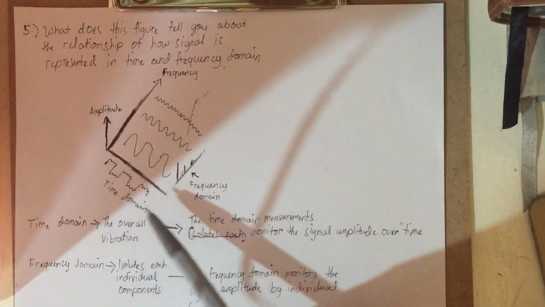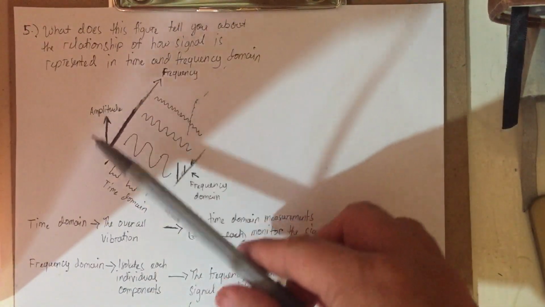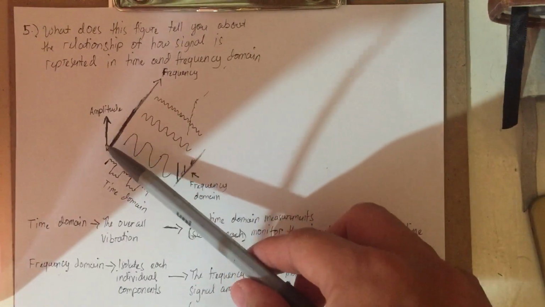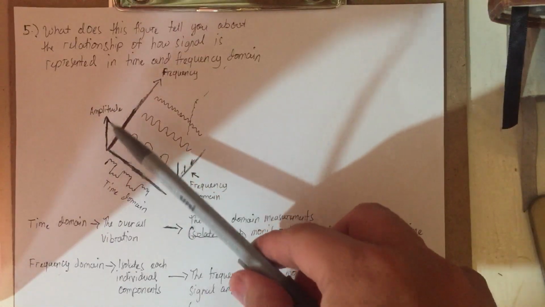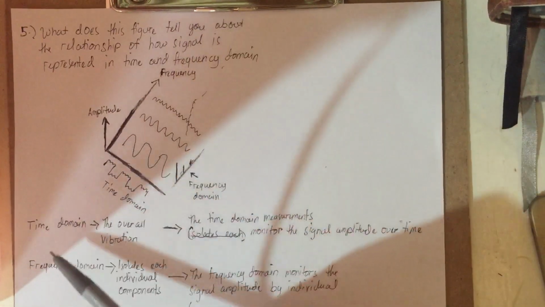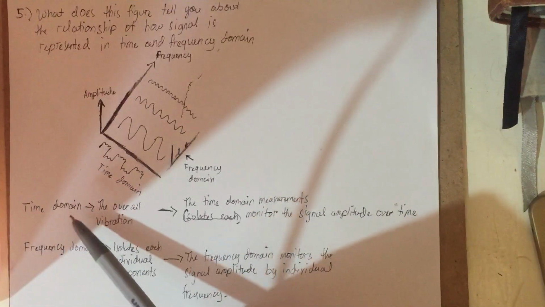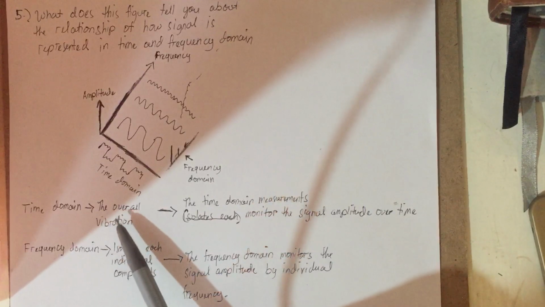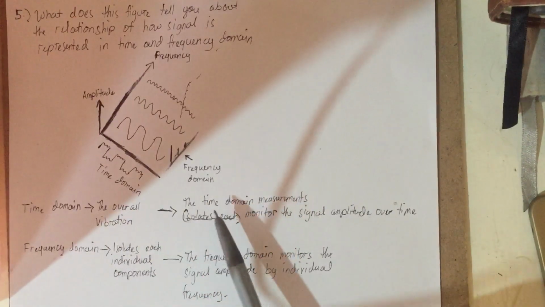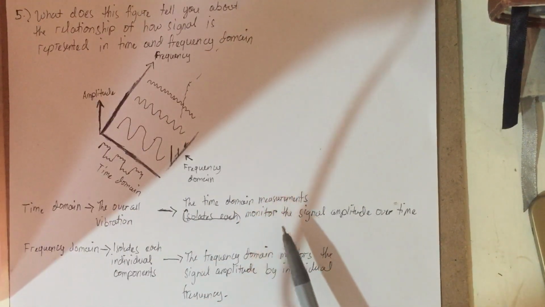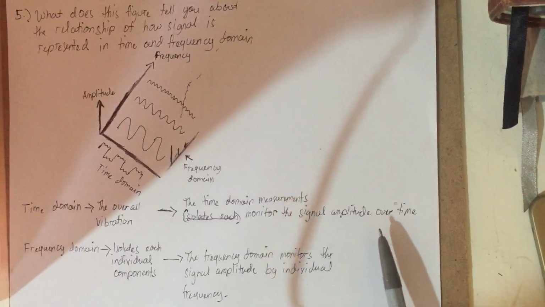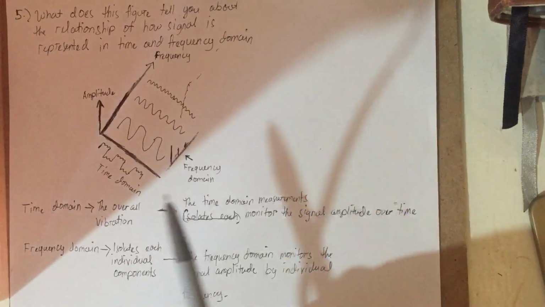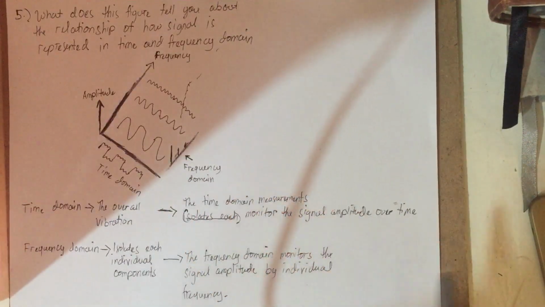For example, this is our machine. If there is unbalanced operation within this machine, the amplitude will change. So for the definition of our time domain, with regards to its relationship with the frequency domain, our time domain is the overall vibration, and the time domain measurements monitor the signal amplitude over time. So if there is a change in amplitude over time, the time domain is in charge of that.